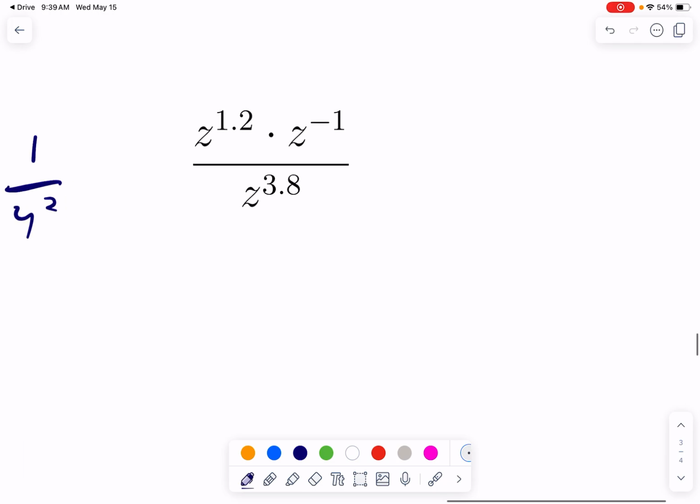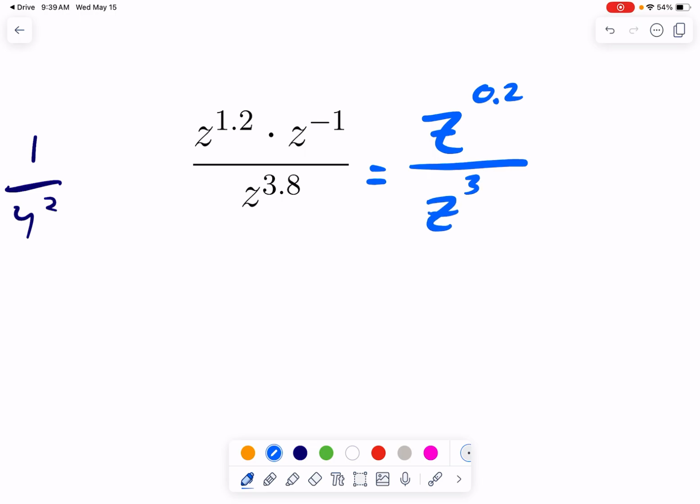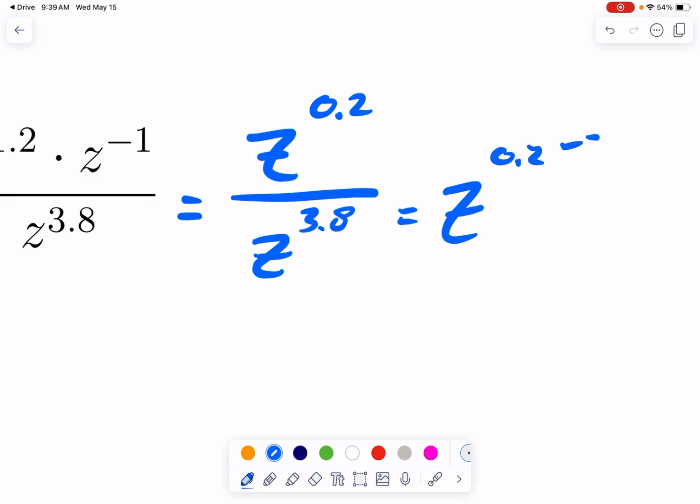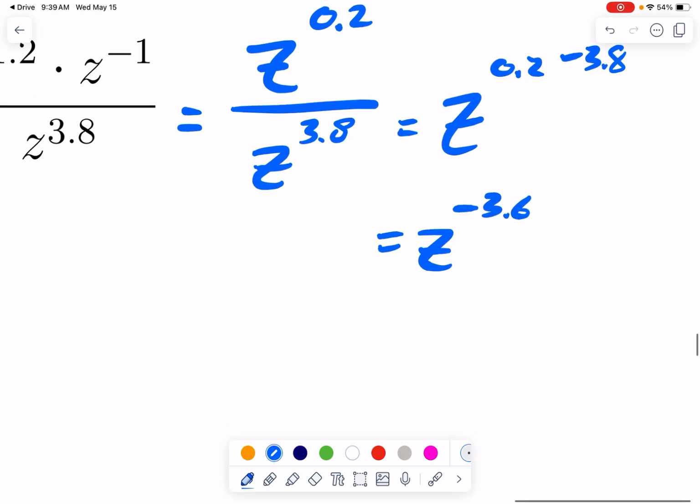And then here we can do this in a couple of steps. In the numerator, I can use the rule that says when I am multiplying two expressions with the same base, I add the exponents. So 1.2 plus negative 1 is 0.2. And now over here, the division rule is that I can subtract those exponents. So this would be z to the negative 3.6, which you could write as 1 over z to the 3.6. That's the meaning of a negative power. Now, the meaning of a decimal power may be a little awkward. We're about to clarify that.